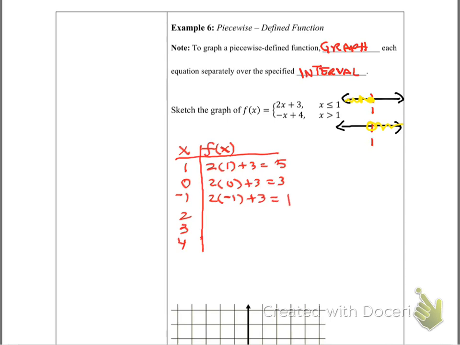The rest of these values go for our second equation. So when x is 2, we'll have -2 plus 4, which is 2. Then we have -3 plus 4, which is 1. And then we have -4 plus 4, which is 0, okay? So we have points to plot. Let's look at the graph. So I'm going to go to the graph now.